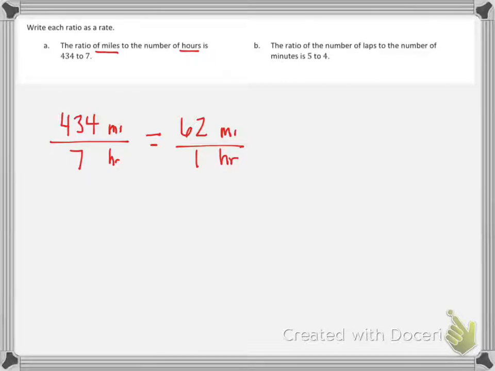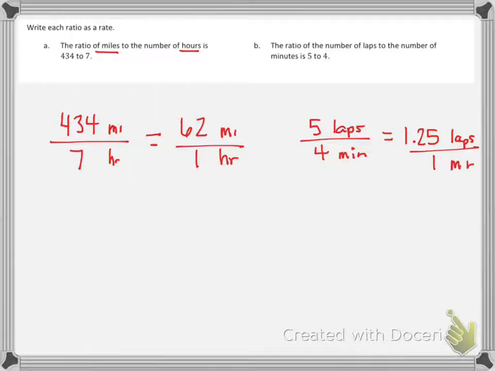And for Part B, the ratio of the number of laps to the number of minutes is 5 to 4. 5 is the number of laps, and 4 is the number of minutes. And then we just do what the fraction says, 5 divided by 4. And when we do 5 divided by 4, we get 1.25. And this is laps every 1 minute. So there is our unit rate.